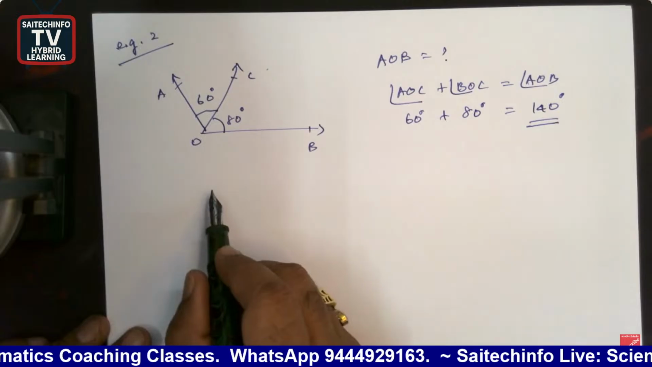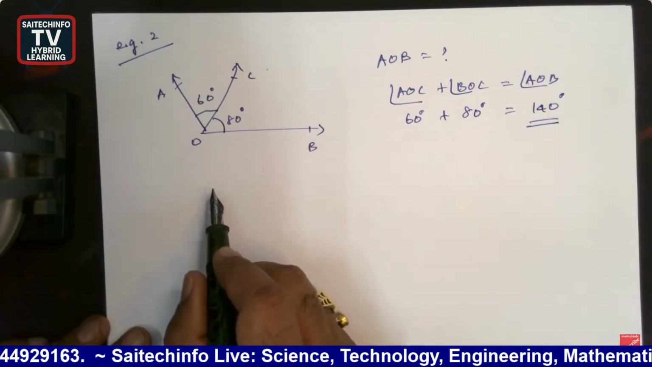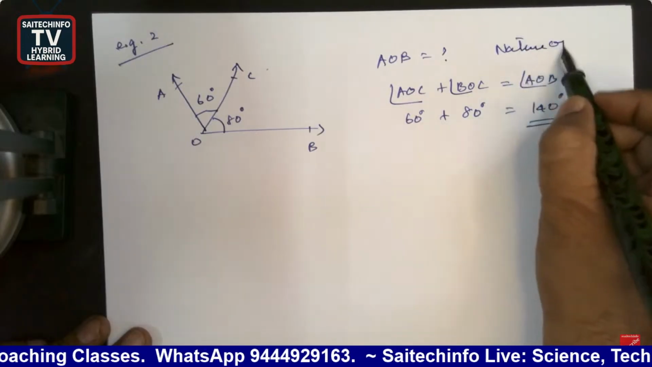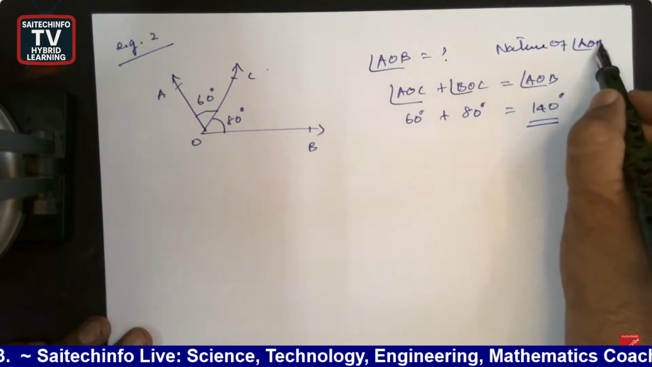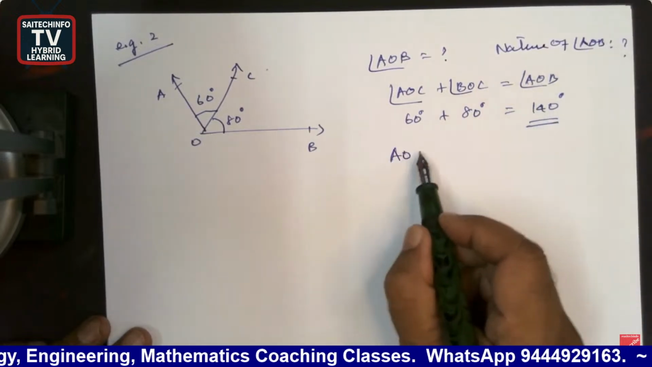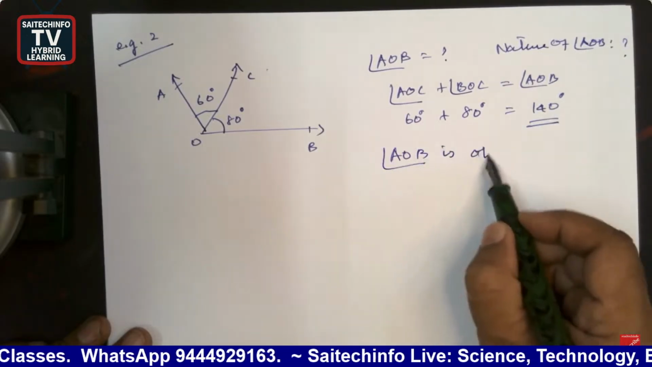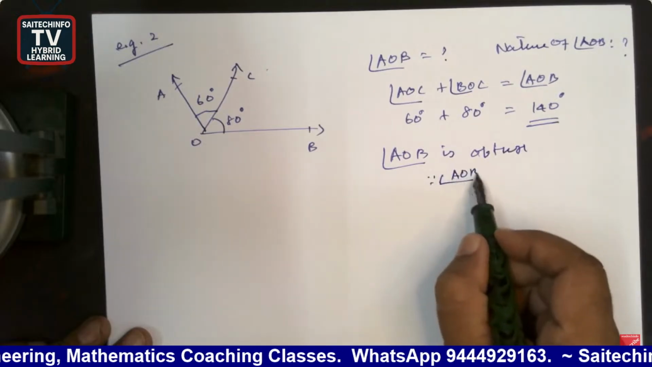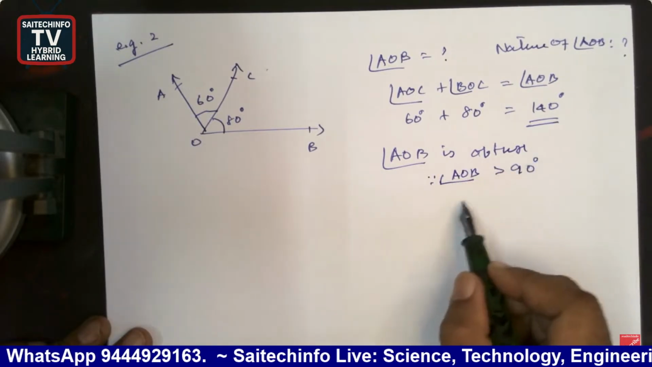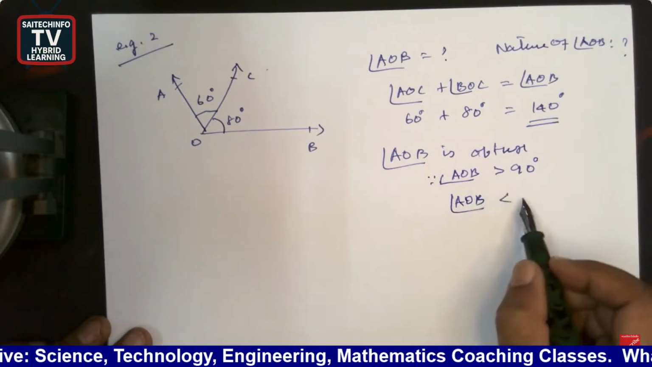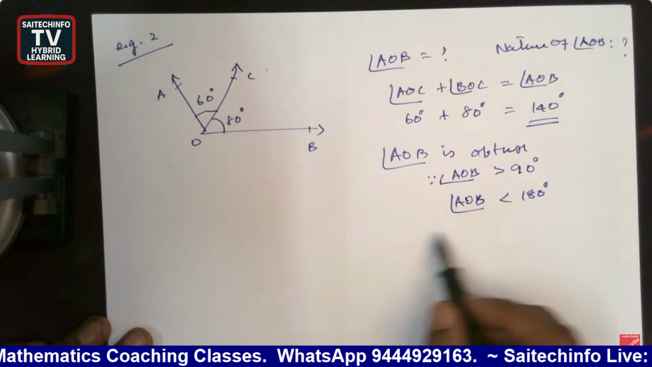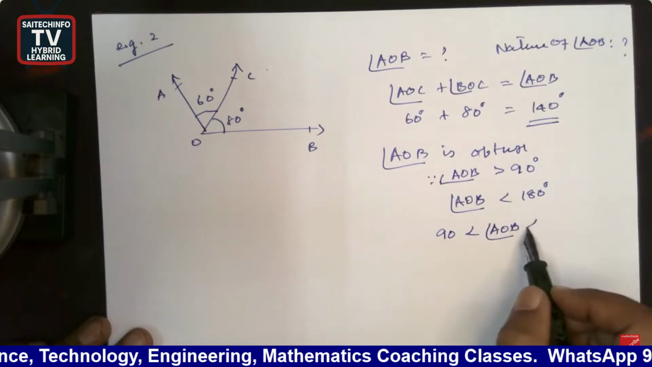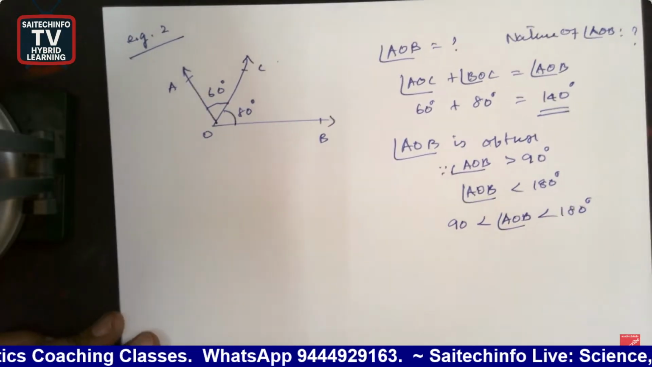Now tell me, what about the nature of the angle AOB? Obtuse. So nature of angle AOB, if it is asked, you can say angle AOB is obtuse. Why? Because angle AOB is greater than 90 degree but less than 180 degree. How to represent such type of angles? You can mention this as 90 is less than angle AOB, that is less than 180 degree. This is the way you can represent. Okay.